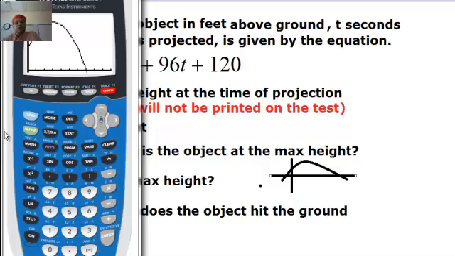I forgot what I was trying to do here. What was I trying to work on? Max height, right? And which feature did I take? I went to calc, right? And Monique again, what should I choose? Max. Very good. Max is here. Is this point on the left of max? Say yes or no. No.